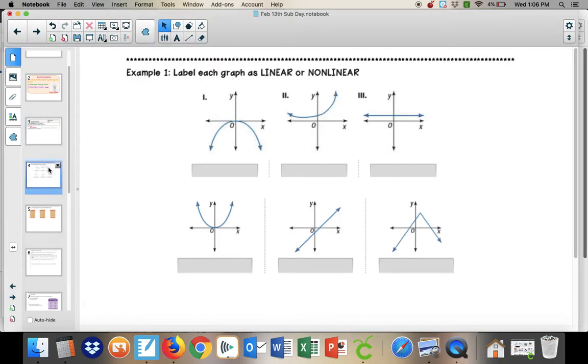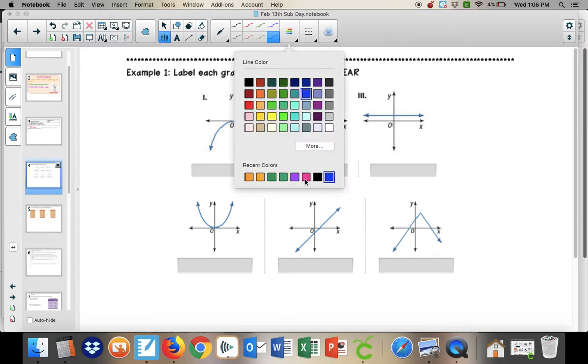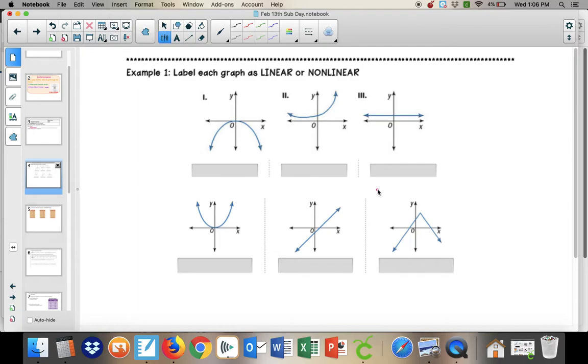So we have 6 graphs here. You are going to label them as nonlinear and linear. So remember, linear functions create straight lines. There are no breaks in the lines. There are no curves in the lines. They are exactly straight. So when I'm looking at these, I am deciding if it's linear or nonlinear.